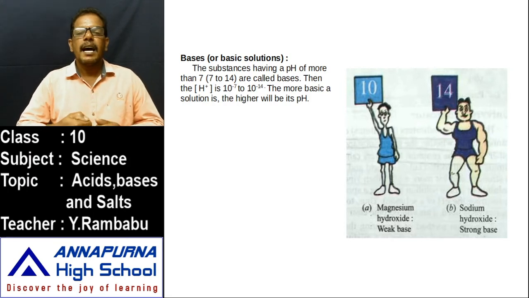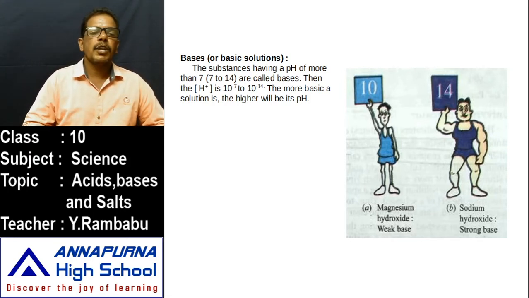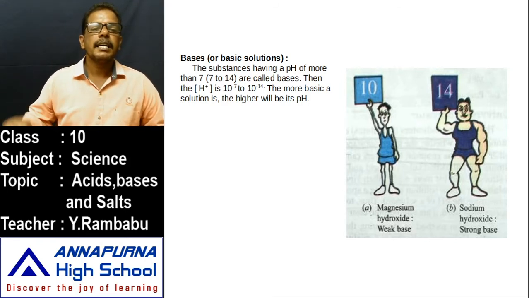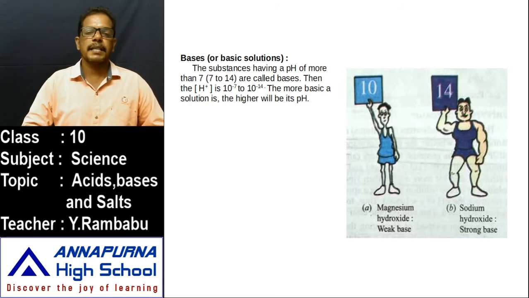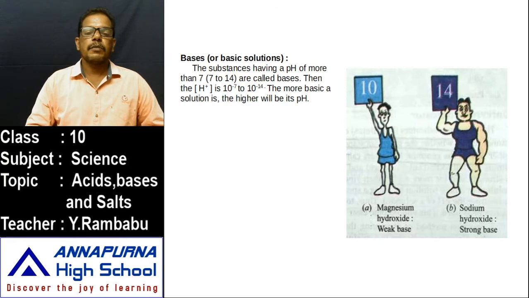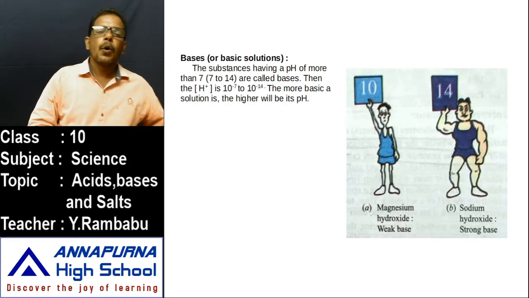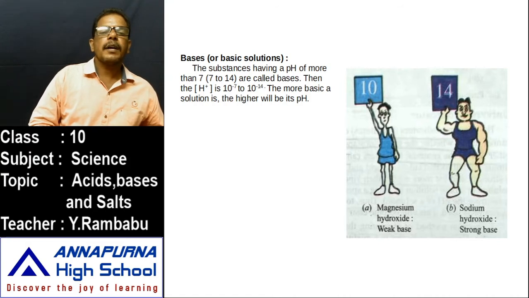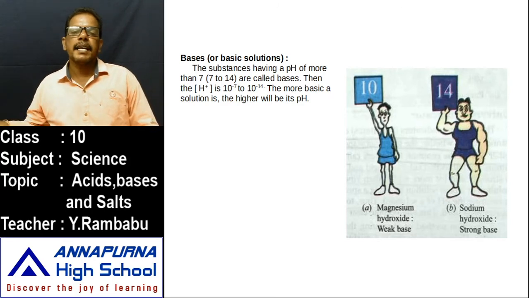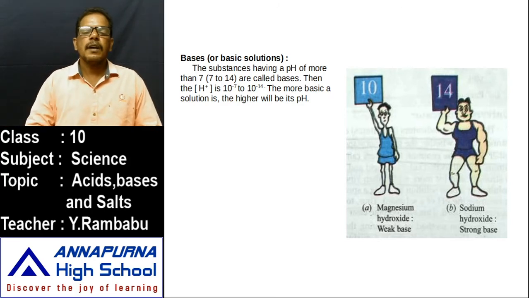That means substances with a pH value of 7 to 14, meaning H plus ion concentration is 10 to the power of minus 7 to 10 to the power of minus 14, are called bases. Here 10 and 14 are higher than 7, that's why these are bases. 14 is a strong base, 10 is a weak base. Observe one thing: in the case of acids, the lower the pH value, the stronger the acid. But in the case of bases, the higher the pH value, the stronger the base.